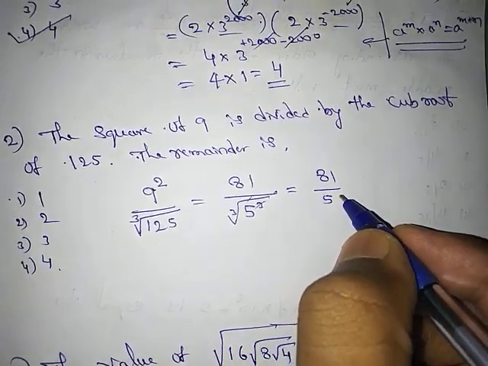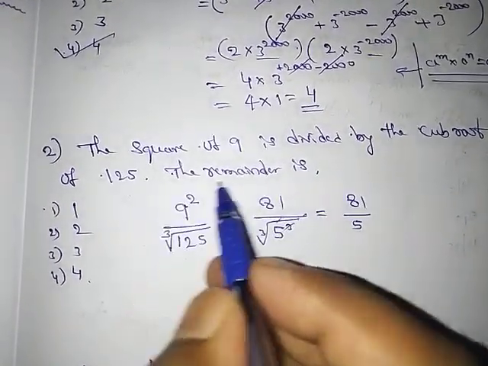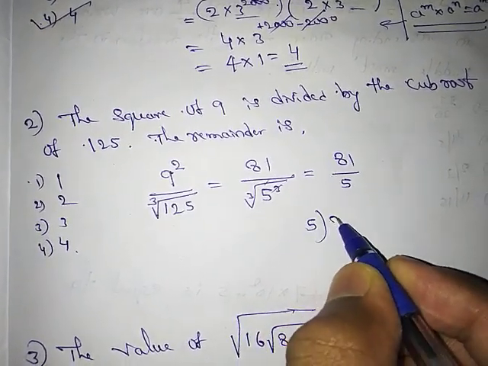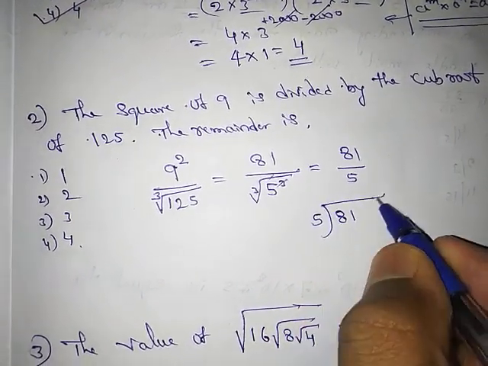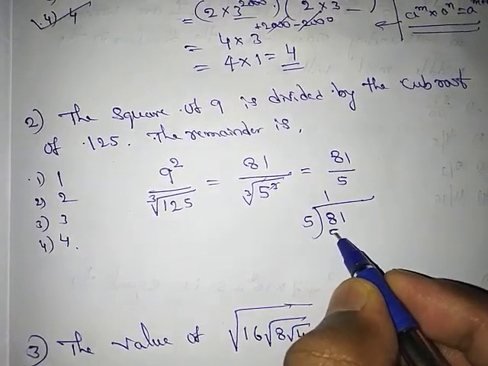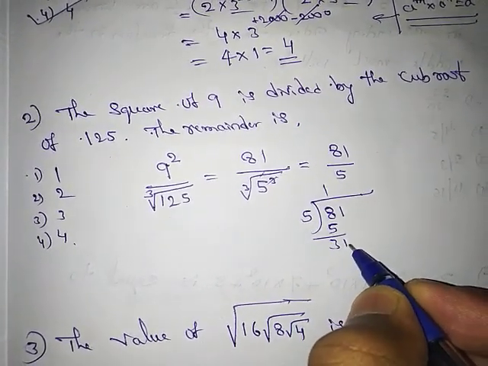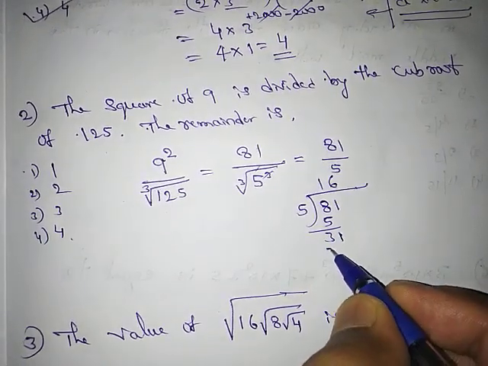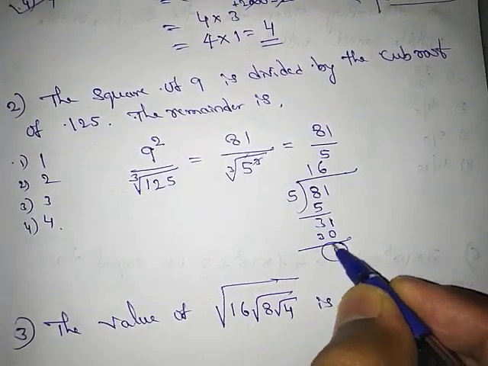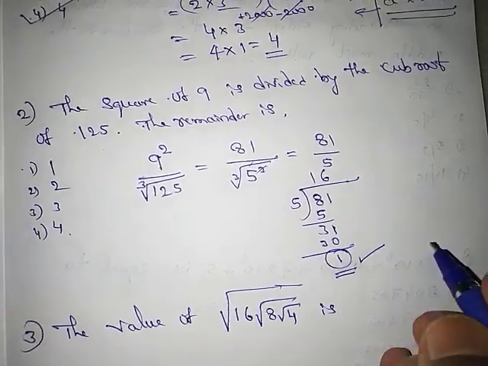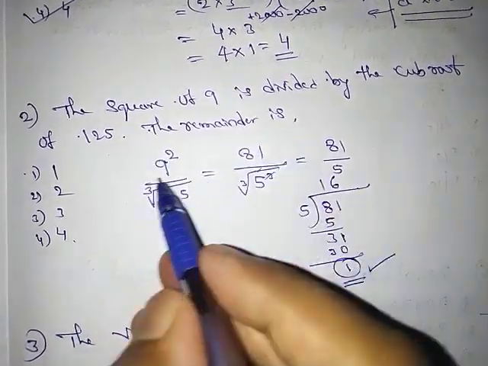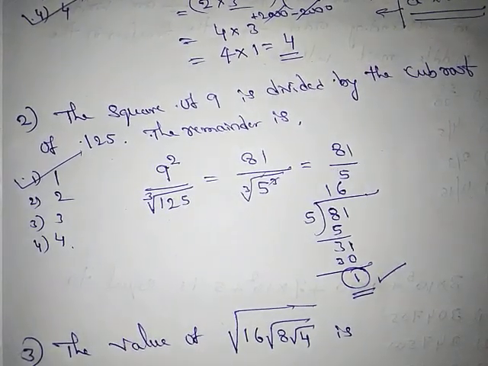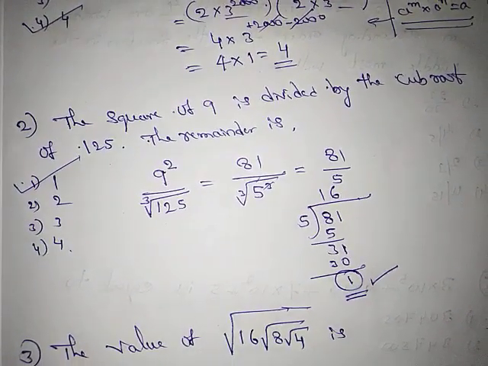But they are asking for the remainder, so now you have to divide 81 by 5. 5 ones are 5, remaining 3, then 1. 5 6s are 30, right? The remainder is 1. So this is the remainder we need. So they are asking the remainder is what? Option A or option 1, that is 1. Okay, got it? Go to the next one.